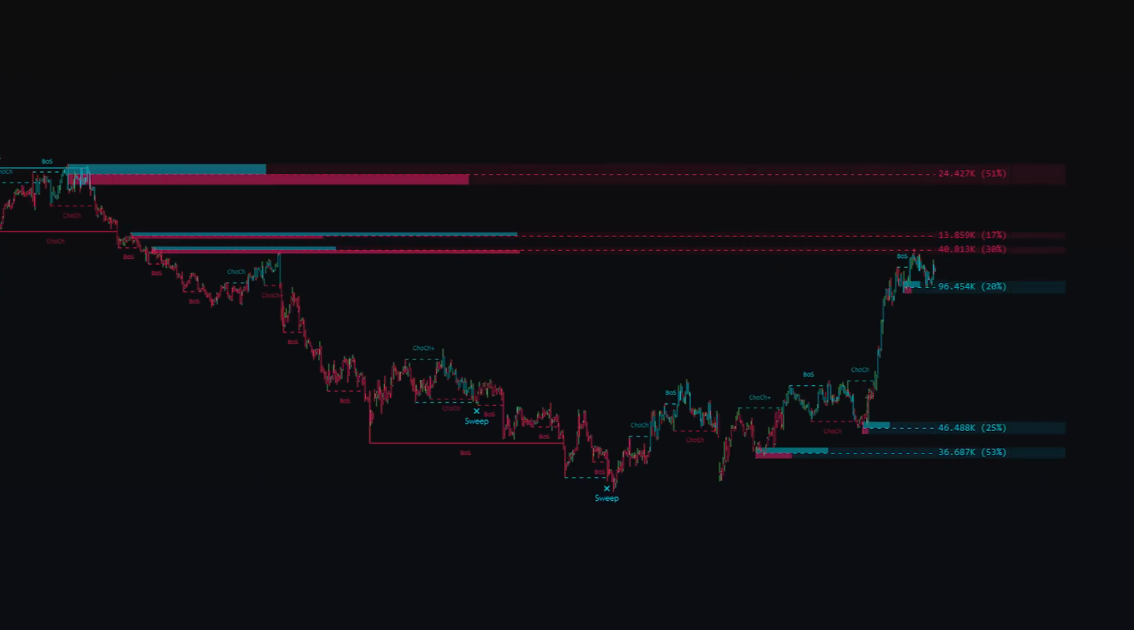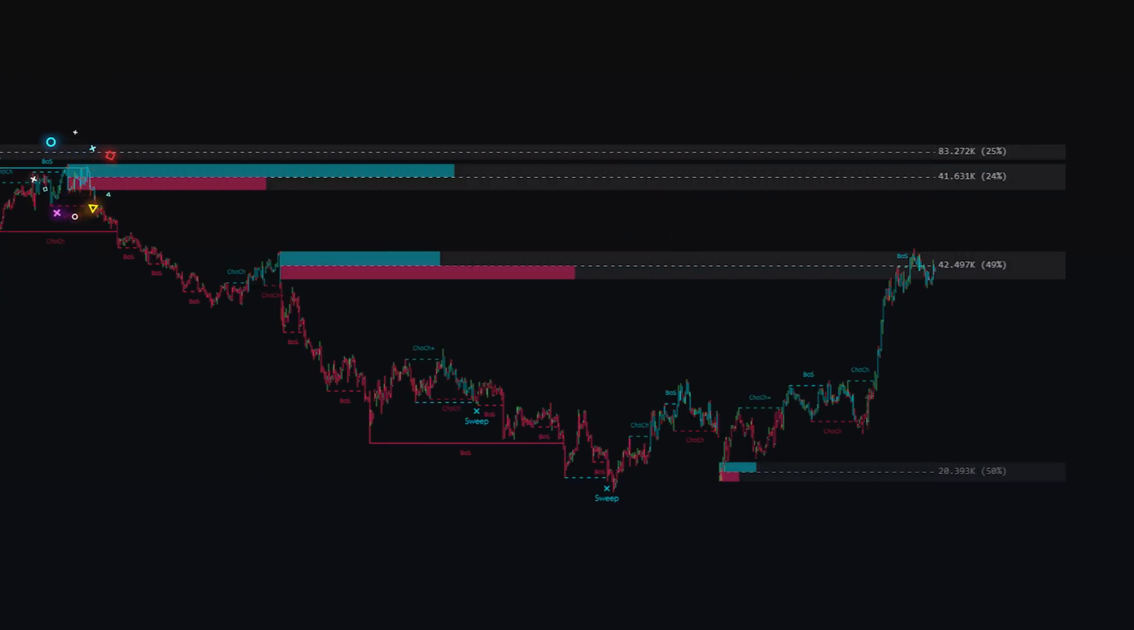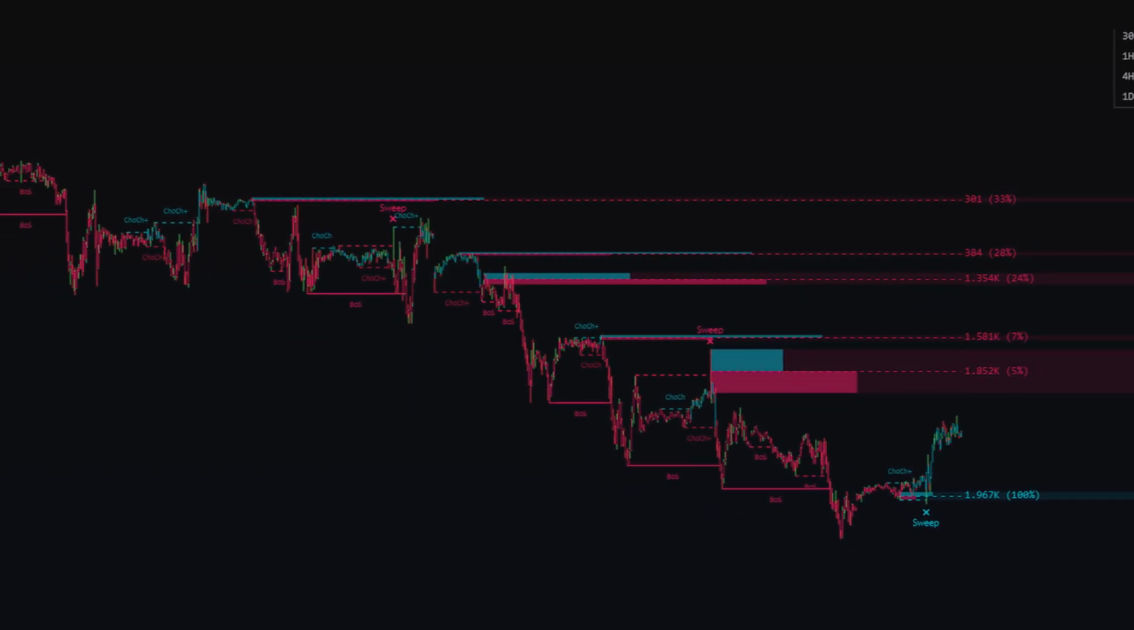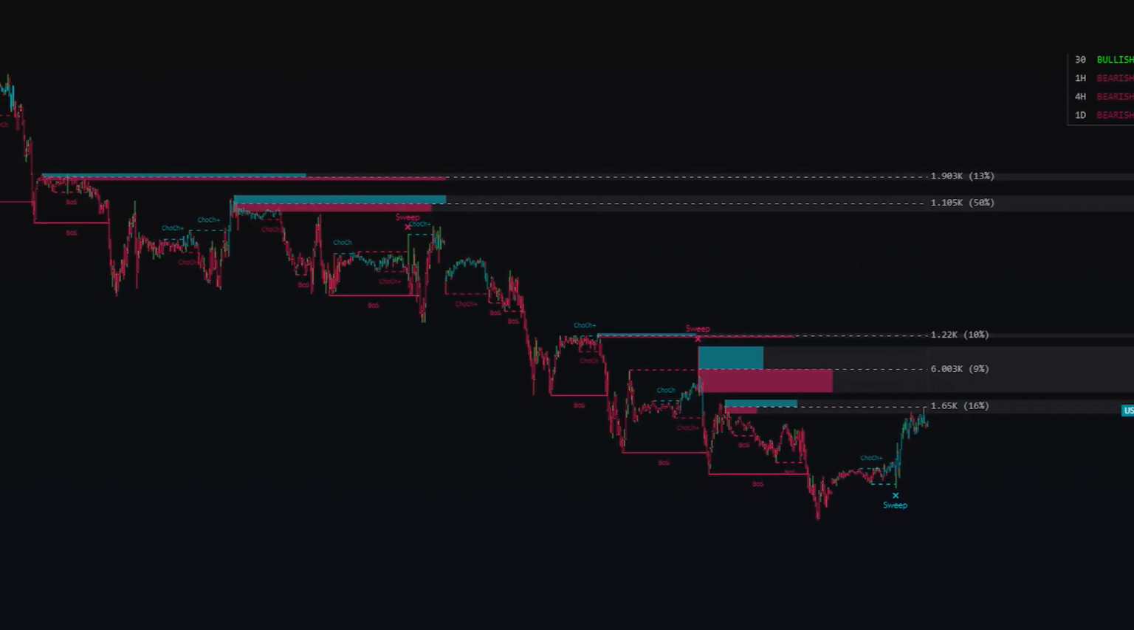We've also separated swing order blocks, which are formed on the most key swing levels. This way, you can separate normal order blocks from the most crucial ones with ease.